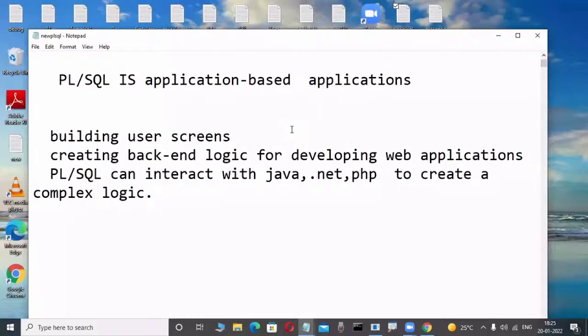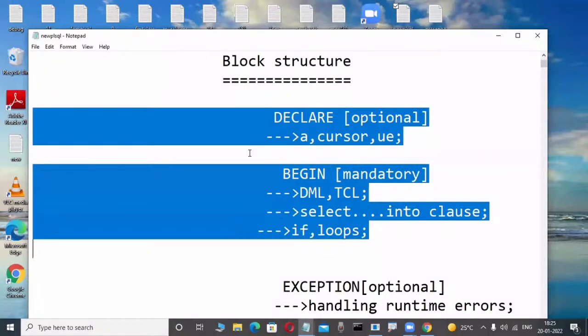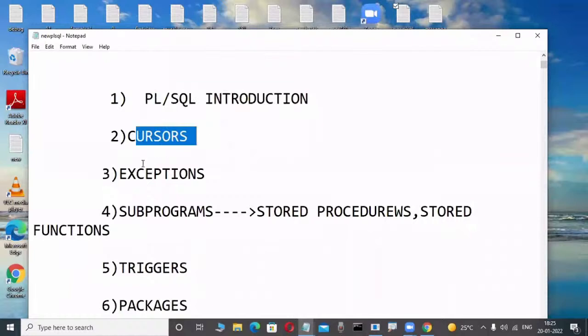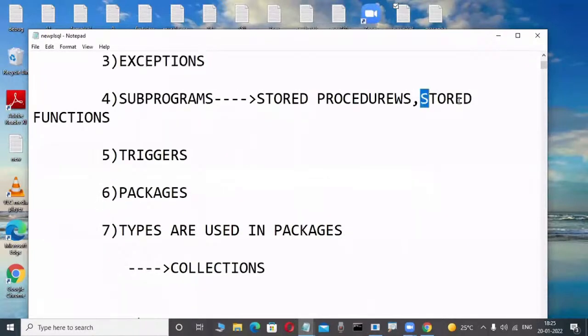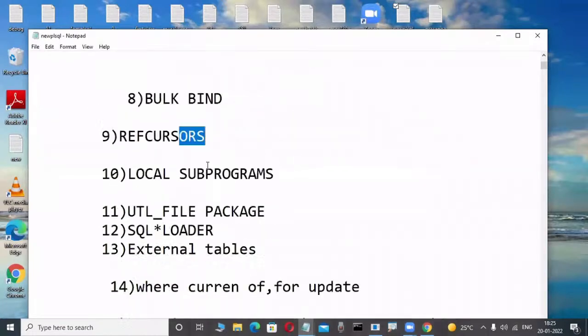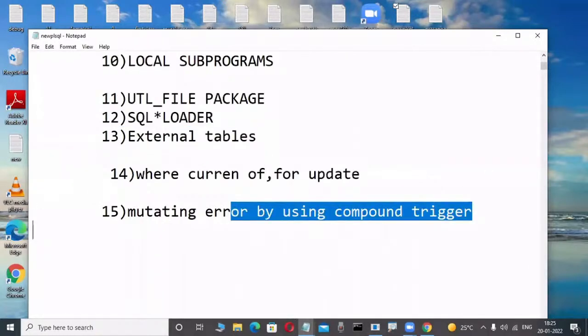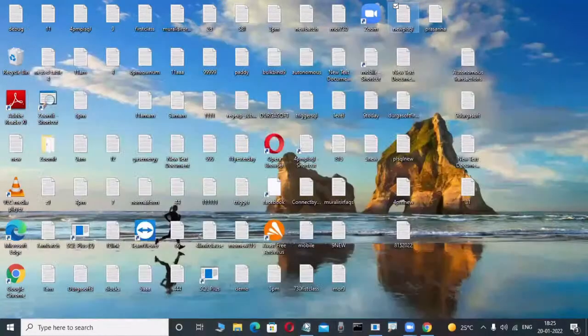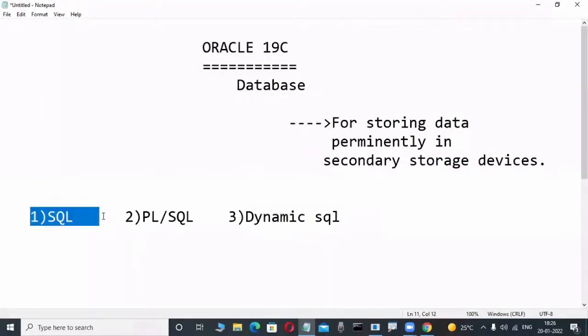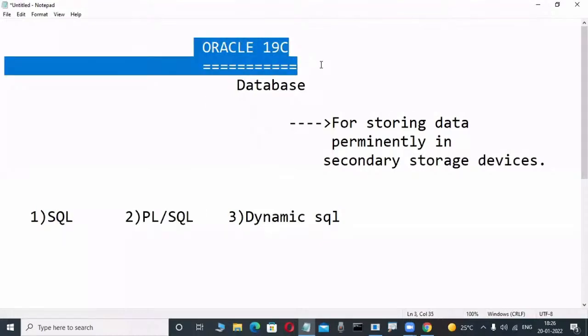PL/SQL means you write a little bit of coding here. In PL/SQL there are cursors, exceptions, stored procedures, stored functions, triggers, packages, types, collections, bulk bind, ref cursors, local subprograms, UTL_FILE packages, SQL*Loader, external tables, so many things like this. So much syllabus is there. Don't worry. That's why we first learn the SQL language, and after that, once you have some knowledge, you learn PL/SQL. Through these two languages, we are operating this Oracle software.